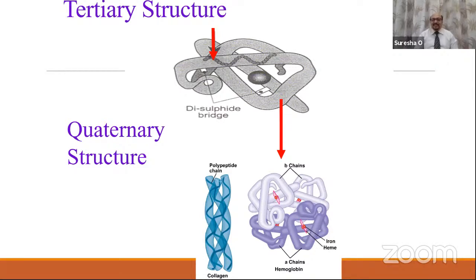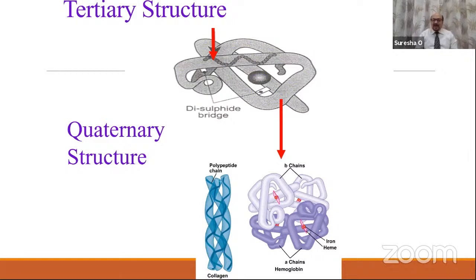Important ones are the disulfide linkages, hydrogen bonding, hydrophobic interactions, linkage between oppositely charged R groups, for example, aspartic acid COO minus, lysine NH3 plus. So an interaction between these two groups and weak van der Waals forces, all of these stabilize the protein to remain in that form. That is tertiary structure.